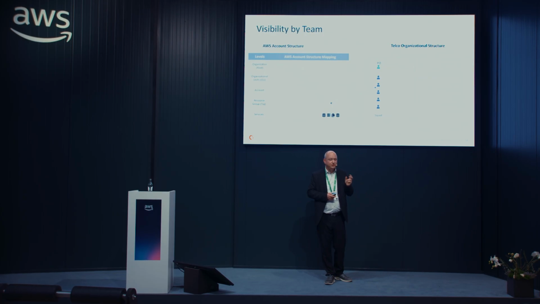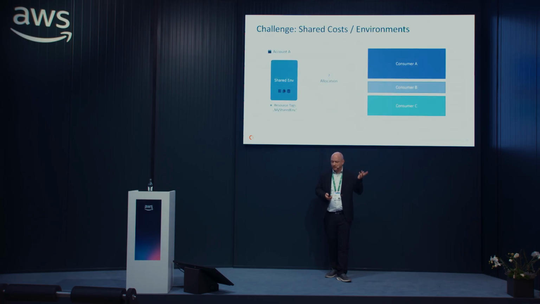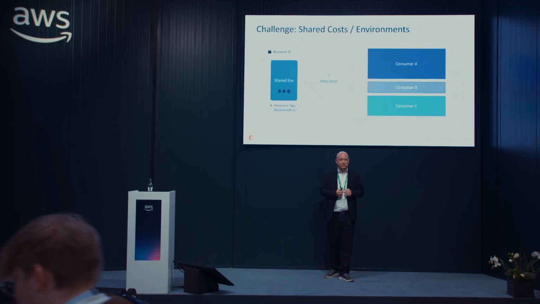What about shared environments or shared cost? Think about AWS support. Think about a shared database that is used by many, many different teams. How do you deal with this kind of cost? So here, for example, we have a shared environment. It's built on several cloud resources, and we have some consumers, if these are customers or teams or departments. How do you deal with that? How do you allocate these costs in a fair way?